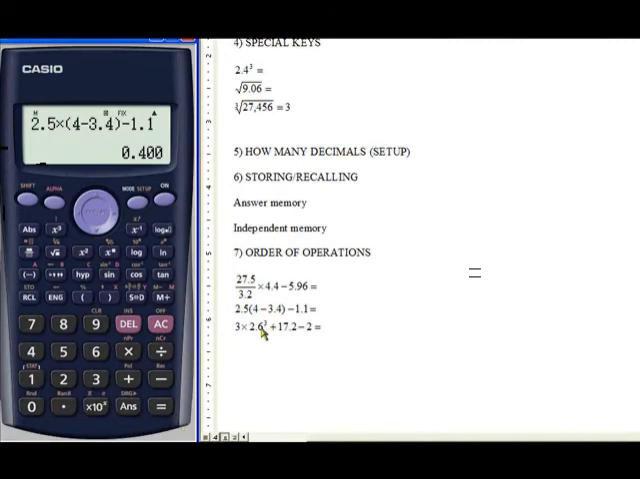Now let's try this one with an exponent. 3 times 2.6. I'm going to use the cube button. You may or may not have the cube button. If you don't have the cube button, you have the y to the x or x to the y button, or some kind of caret, which is kind of like an upside down arrow. Okay, 2.6 cubed plus 17.2 minus 2. So it looks just like the one that I entered, equals. Here we go.